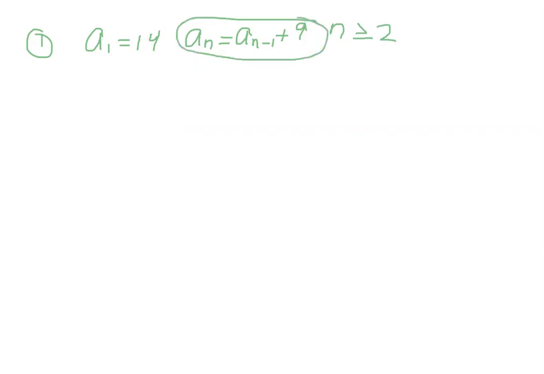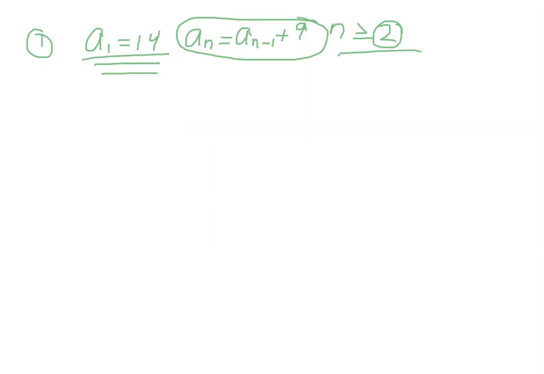So let's look at some more examples. Example 1, it says, find the first 5 terms of each sequence. So we've got a1 equals 14 and an equals an minus 1 plus 9 for n greater than or equal to 2. That is just telling you that you can only use this if n is 2 or bigger. You can't use it for 1. That's why we've defined 1 right here.